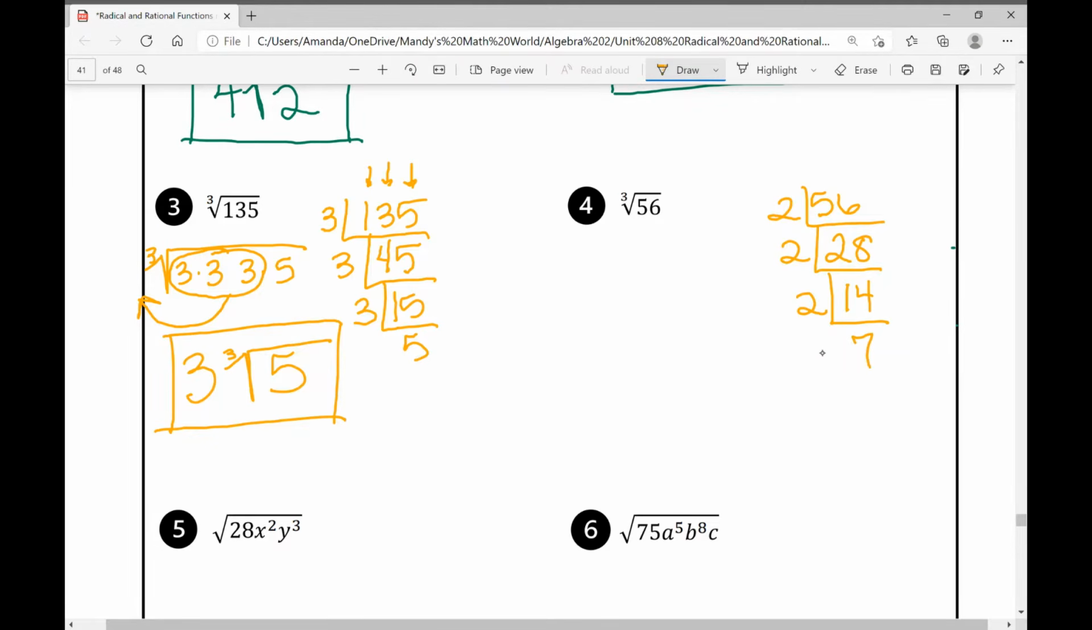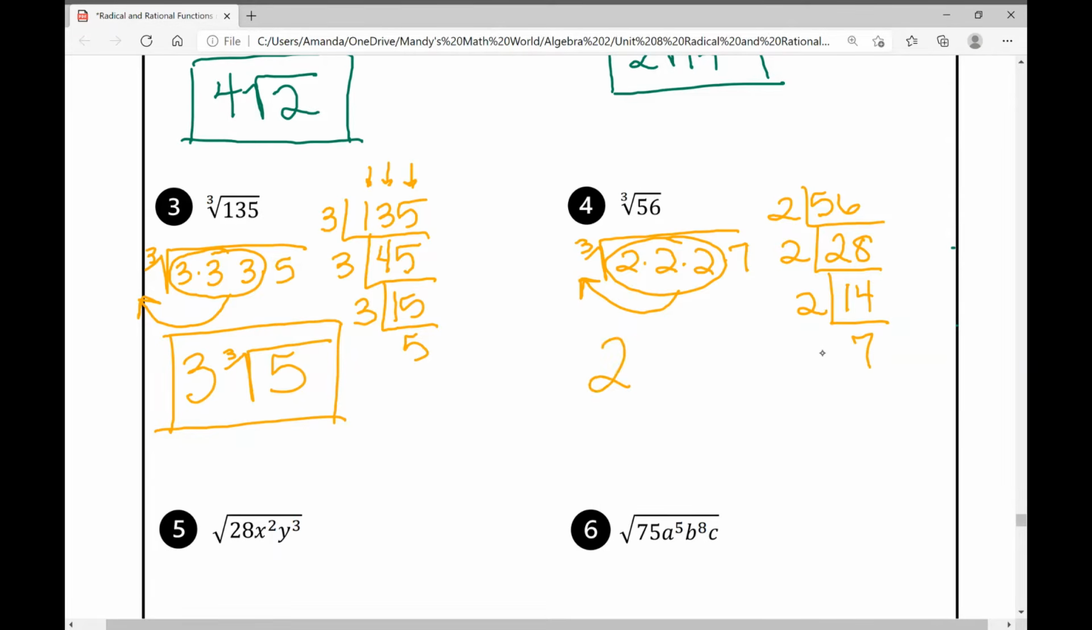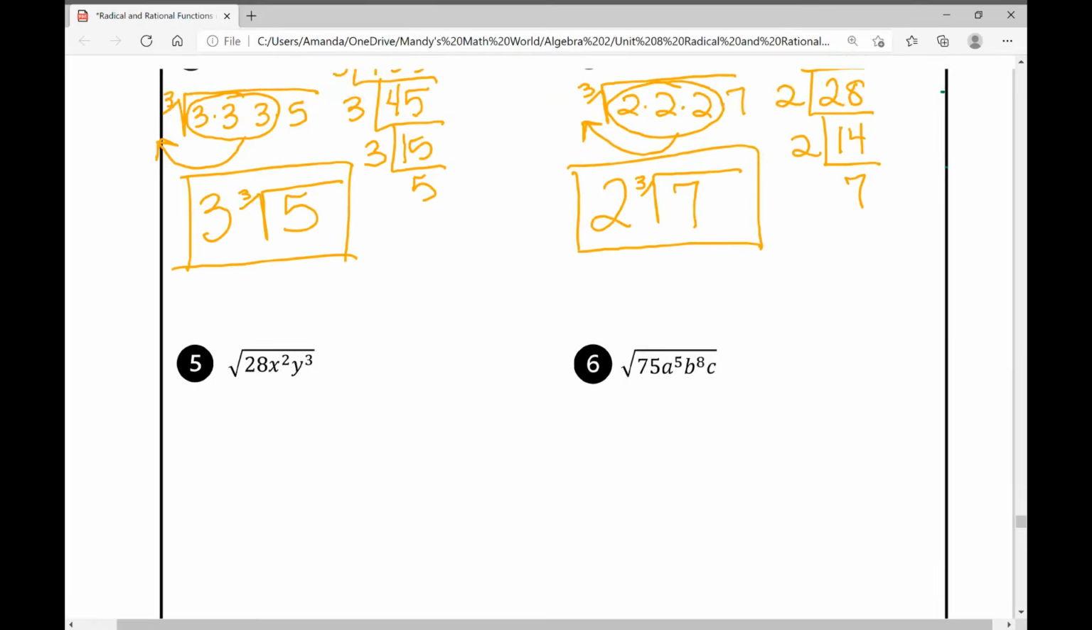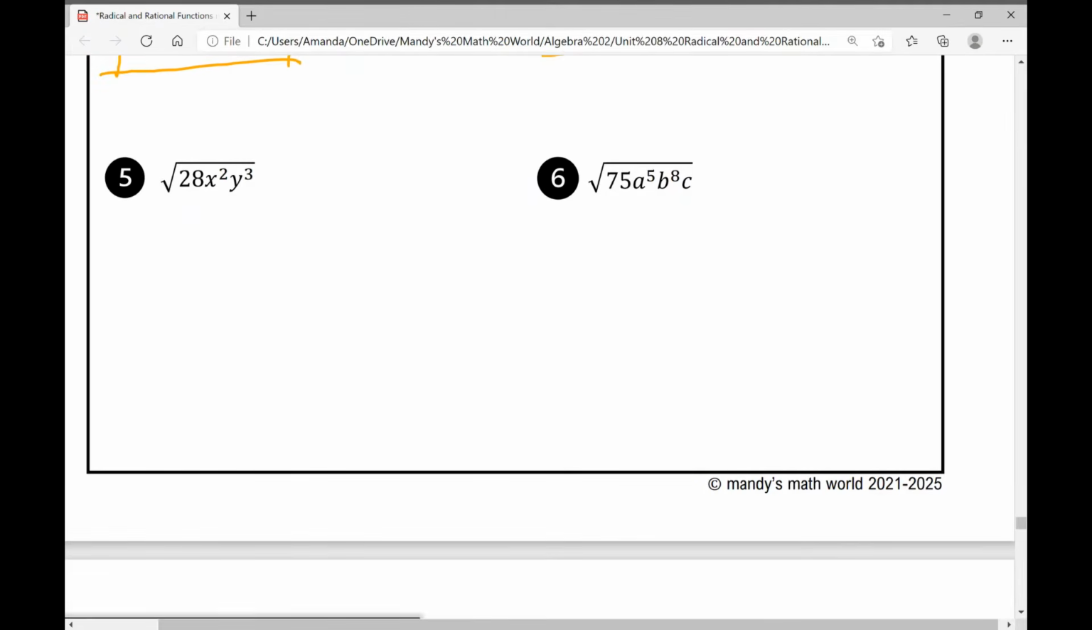So I can rewrite the cube root of 56 as 2 times 2 times 2 times 7. And again, if you have 3 of something, you can pull 1 out. So this simplifies to 2 times the cube root of 7, right? Because that 7 is left under there because I don't have enough to pull 1 out. I would need 2 more 7s, and I don't have two more 7s. So 2 times the cube root of 7. Let's move on to number 5.